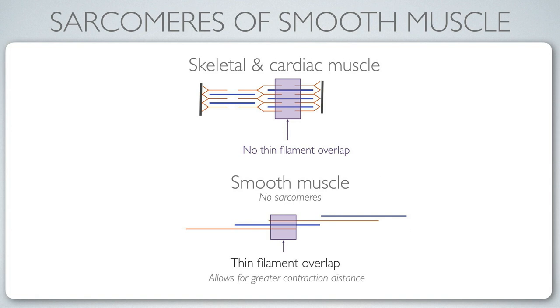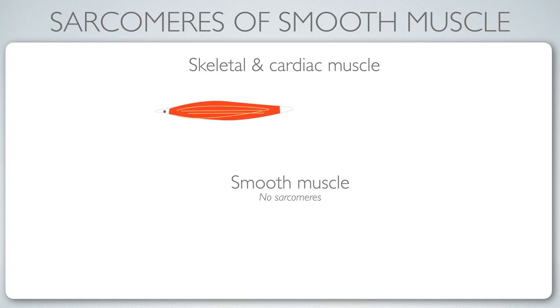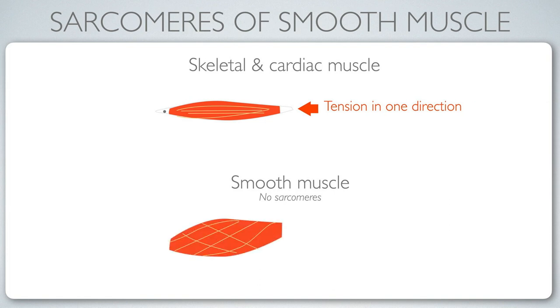Instead, the thick filaments are free to step along the thin filaments to a greater extent. And that allows for greater changes in length of the muscle than you see in the skeletal and cardiac muscle. As a consequence of not having all of your myofibrils and your muscle fibers oriented in the same way, as you see in a lot of skeletal and cardiac muscle, where you get tension only in one direction, smooth muscle can be arranged in sheets that have fibers oriented in a variety of directions. So you can generate tension along a plane in more than one direction.